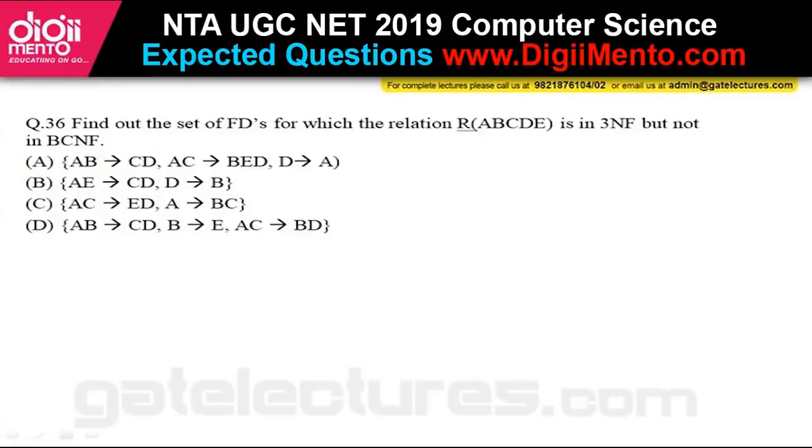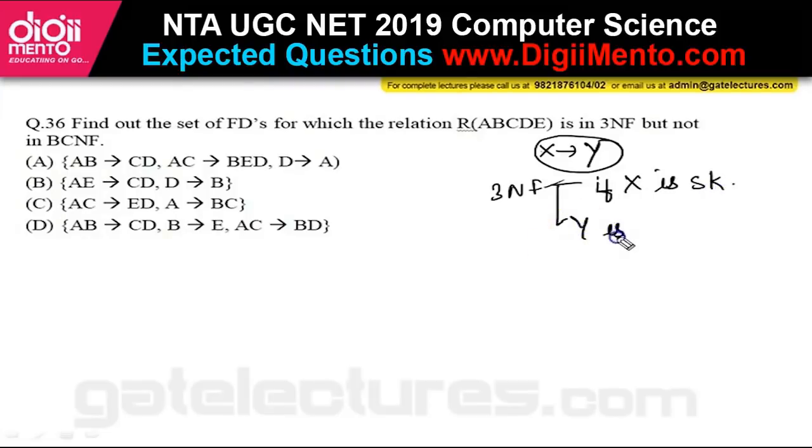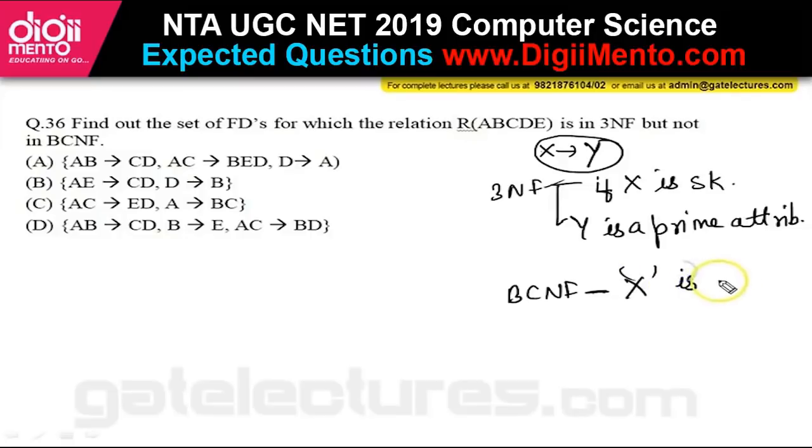So in the next question they are saying find out the set of FDs for which the relation R(ABCDE) with attributes is in 3NF but not in BCNF. Basically there is a slight difference between 3NF and BCNF. Let's say I have a dependency like X → Y. Then it will be in 3NF in two cases: if X is a super key, or Y is a prime attribute. In either case the relation will be in 3NF. Now for BCNF, the only condition is X should be a super key. We do not care about the Y side, but X should be a super key to be in BCNF.